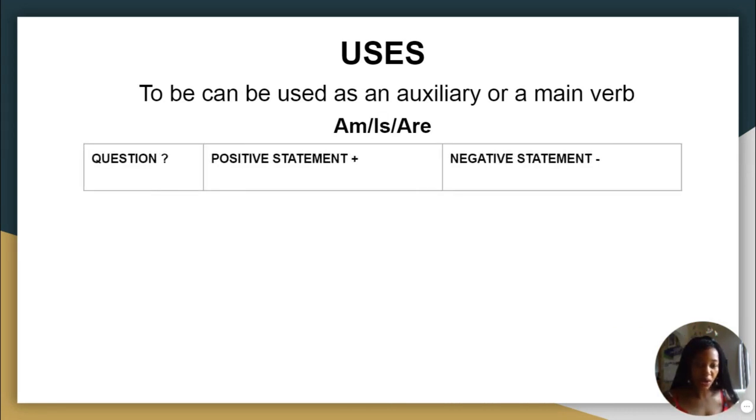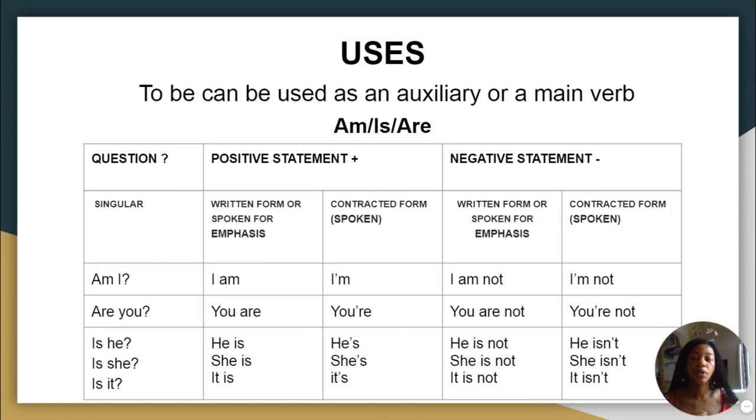So here is how you will ask a question, and I will show you the verb to be in its positive statement and its negative statement. So for a singular, like we've seen earlier, you have I. So this is how you ask a question. If someone asks you that you are doing something, you can respond, am I?